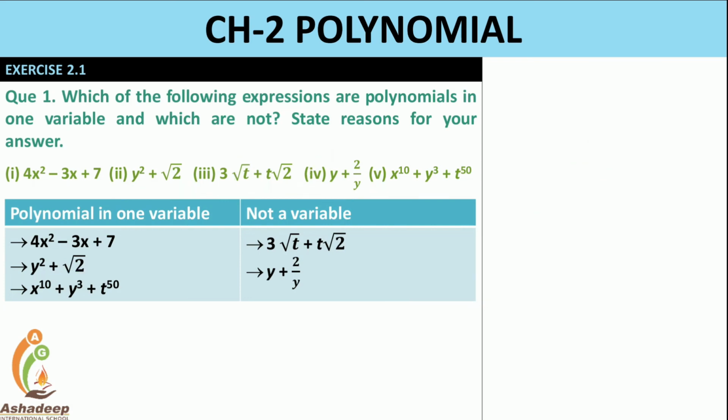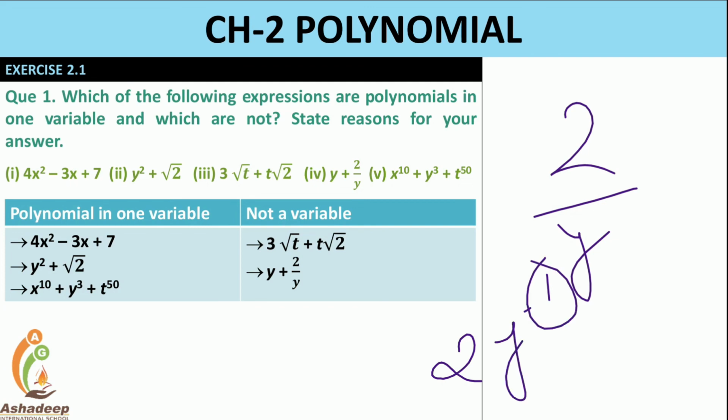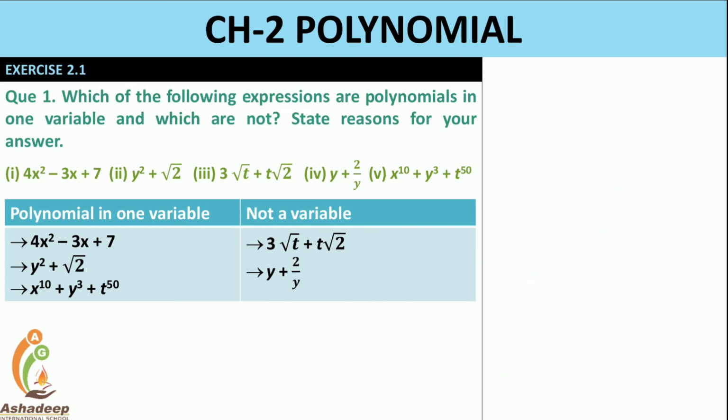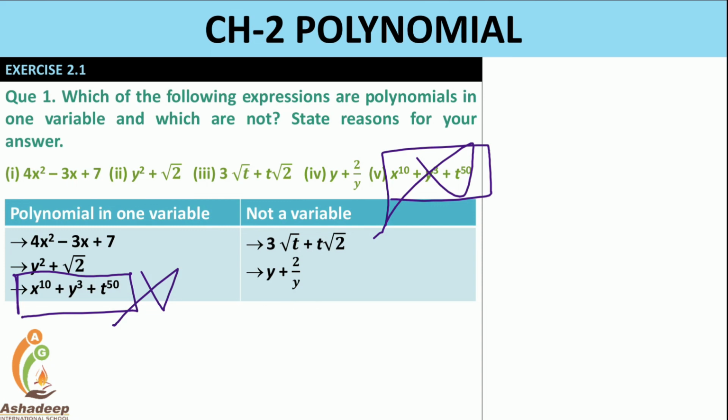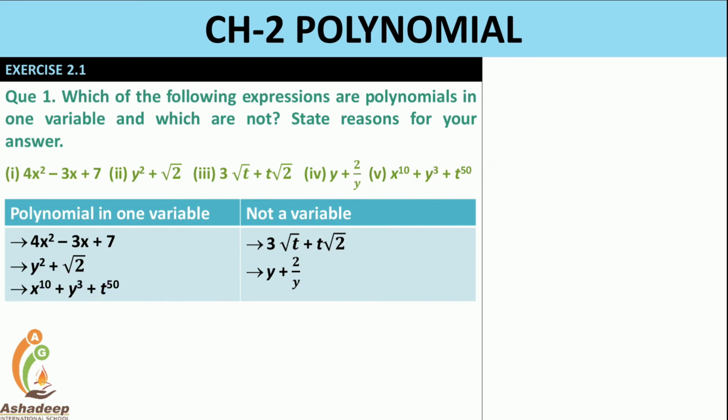In the same manner, this is 2 upon y. That means 2 into y power minus 1, and minus 1 is not a whole number. It is an integer, right? So that is why we can say this is also not a polynomial. Now, can I say this is a polynomial in one variable? No, right? Why? Because it has 3 variables. So this is not a polynomial in one variable.